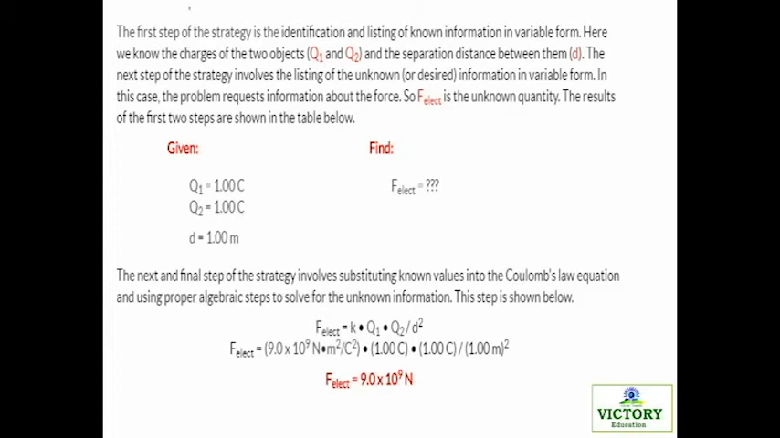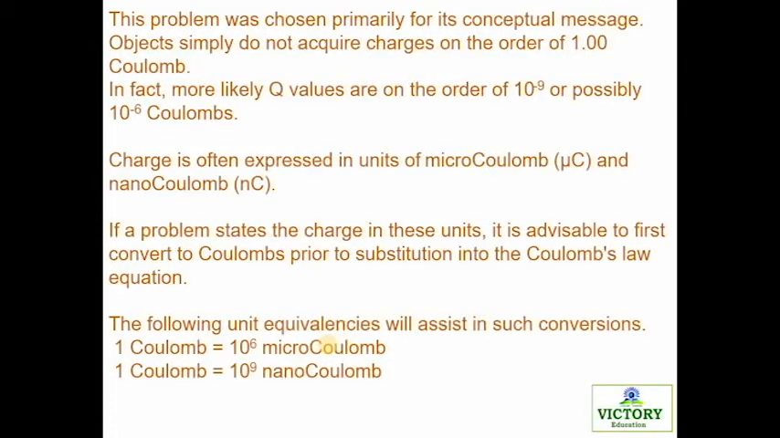So F is equal to K into Q1 Q2 by D square. We know the value of K is 9 into 10 to the power of 9 N m square per C square, and Q1 is 1 coulomb, Q2 is 1 coulomb, and the distance between them is 1 meter square. If you solve it, you will get an answer of 9.0 into 10 to the power of 9 Newton.